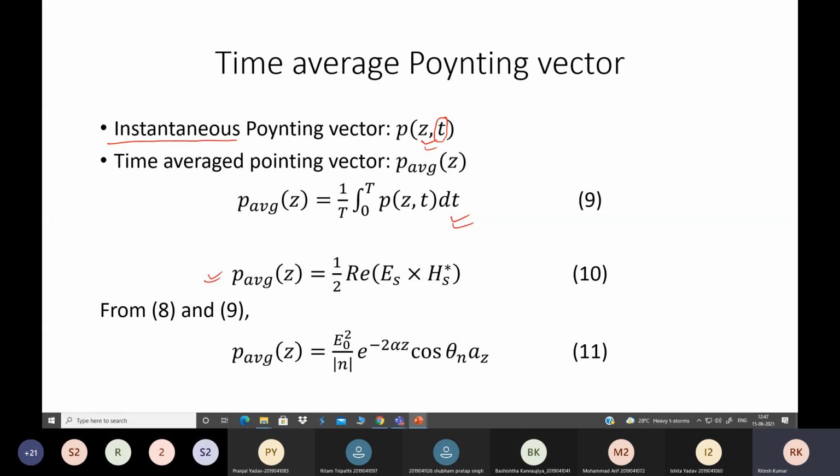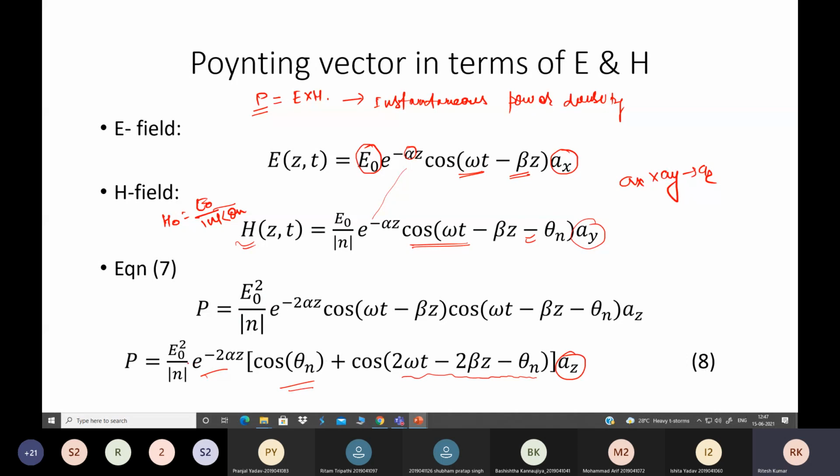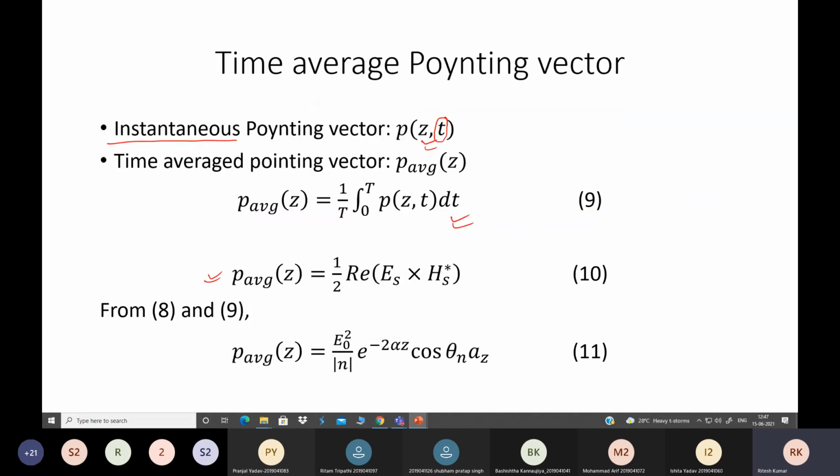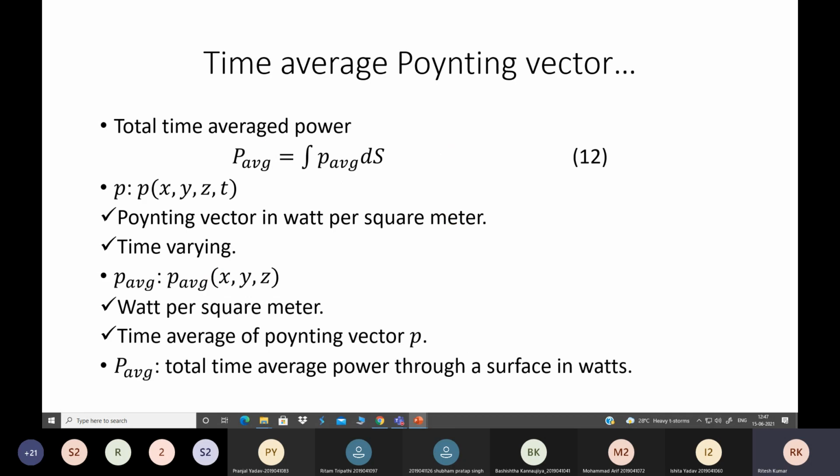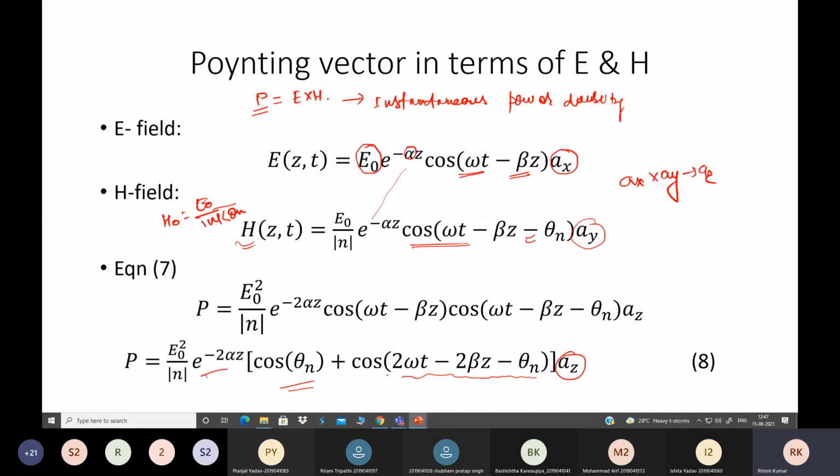Now what is in our equation 8? This is P equal to E naught, this one, and what is the time average formula? This one. If we apply the integration on that, what we will find is that in the second term, cos(2 omega t minus 2 beta z minus theta n), everything is constant; the only variable is t. Omega is 2 pi by T. So when you integrate it from 0 to T, its value will be 0. That's why only this term is present.